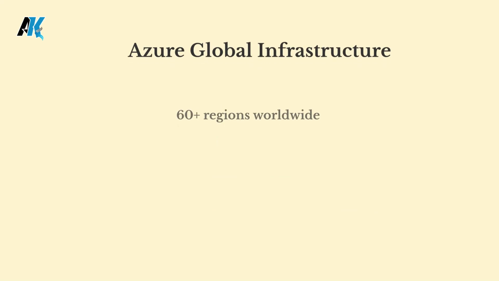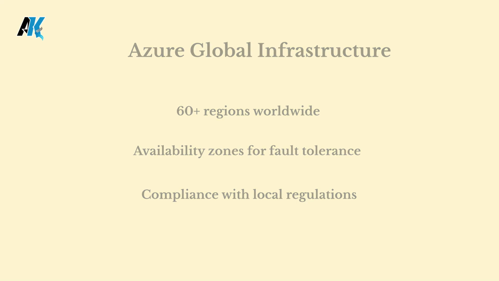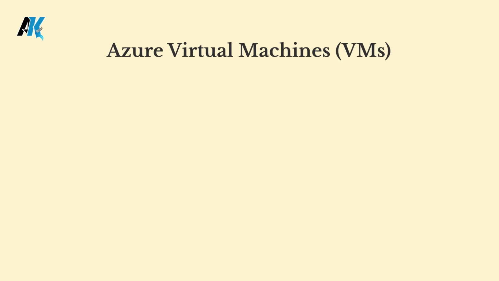Azure operates more than 60 regions worldwide, making it one of the most geographically distributed cloud platforms. Within these regions, Azure offers availability zones, which are physically separate locations to ensure fault tolerance. If one zone experiences an outage, applications can seamlessly fail over to another zone, maintaining availability. This setup also helps Azure comply with local data regulations, allowing businesses to store data in specific regions to meet compliance requirements.